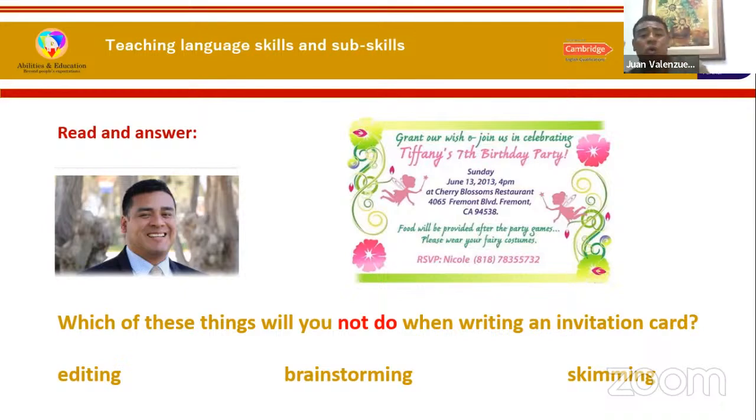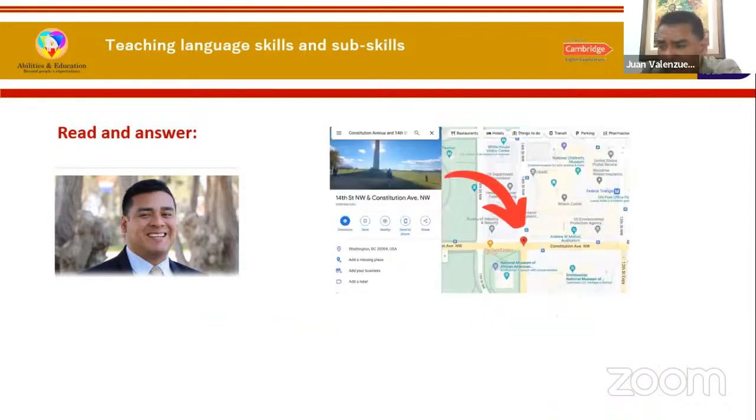Excellent. I see that in the chat you are already giving me the right answer. Yes, we don't do skimming when we write an invitation card. Skimming, as many of you or all of you know, is reading a text quickly to get a general idea, to see what a text is about. So this has nothing to do with writing. But when we write, for example, an invitation card, we do editing. As I said before, sometimes we write and we feel like, no, I will erase this, and we edit and we write again, okay? And also we brainstorm because we think of ideas of what's most suitable to include in what we are writing.